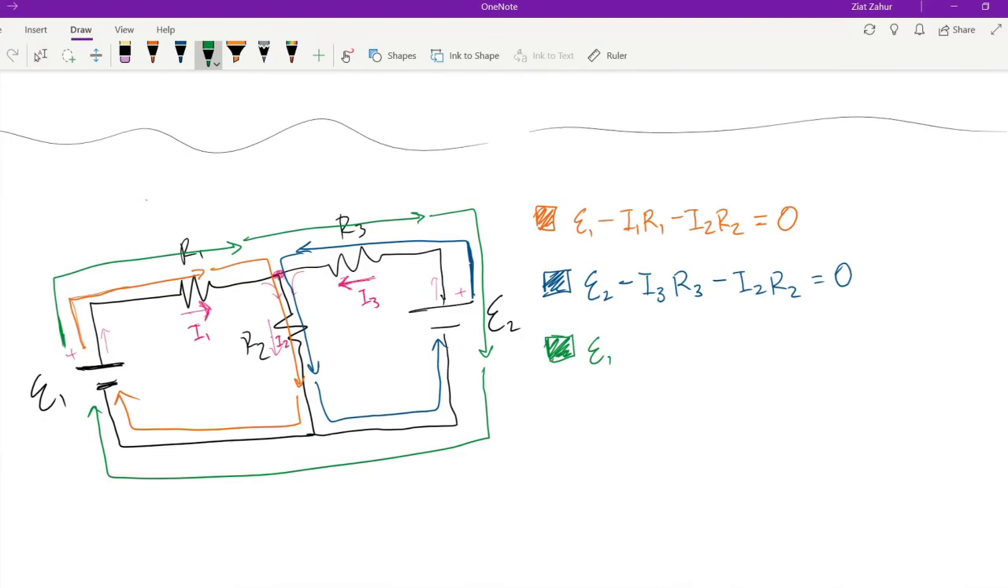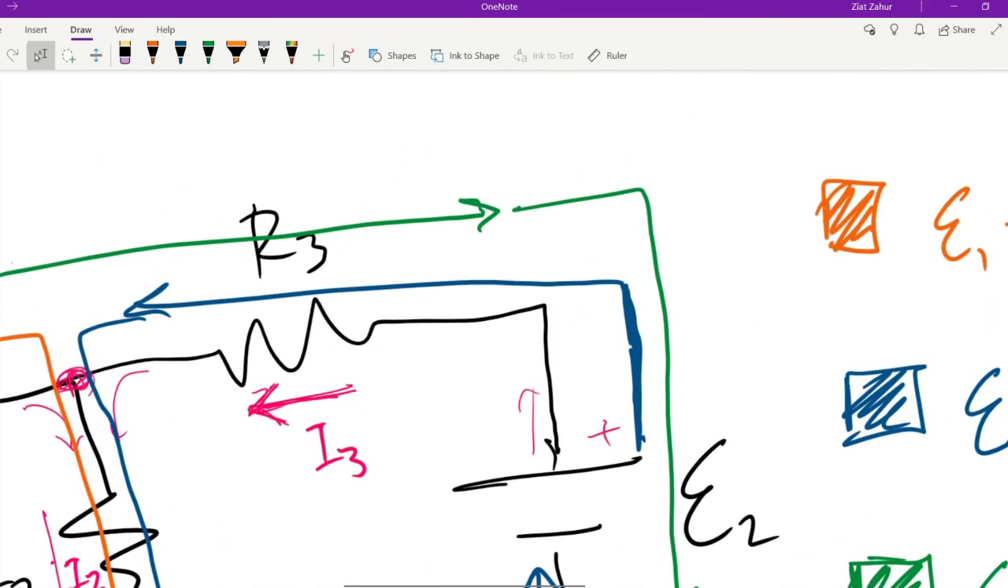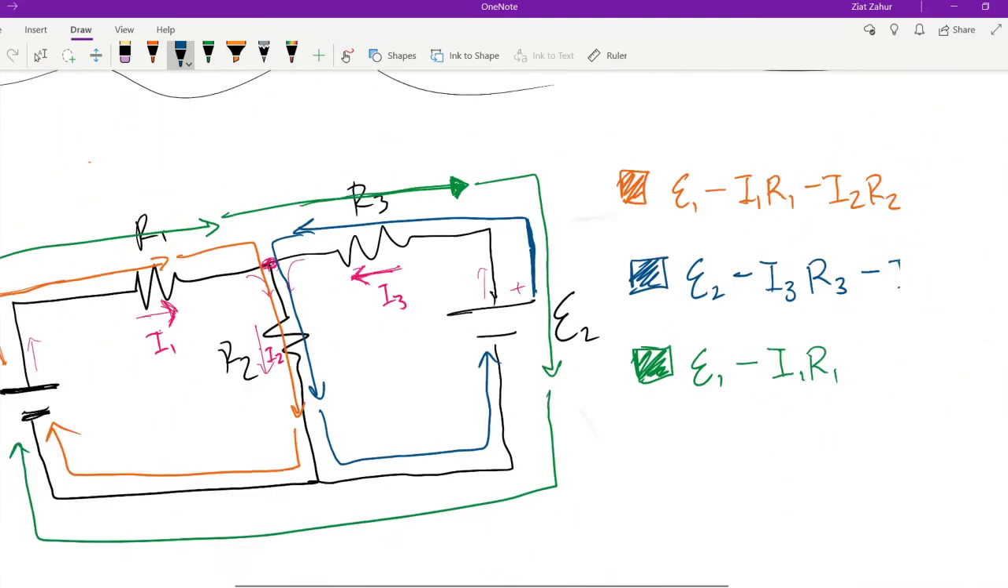Okay. From there, we're going in the same direction as the current for resistor 1, so subtract I1 R1. All right, this is where it gets interesting. My path takes me to the right, but the flow of current is to the left, in the opposite direction. So what do I do? Yes, you add. Very good.